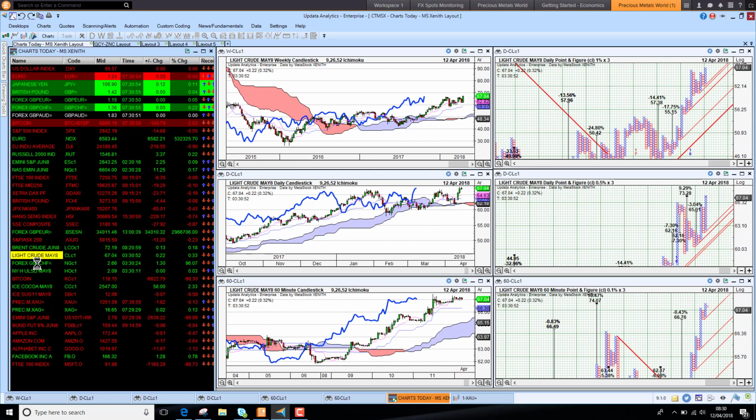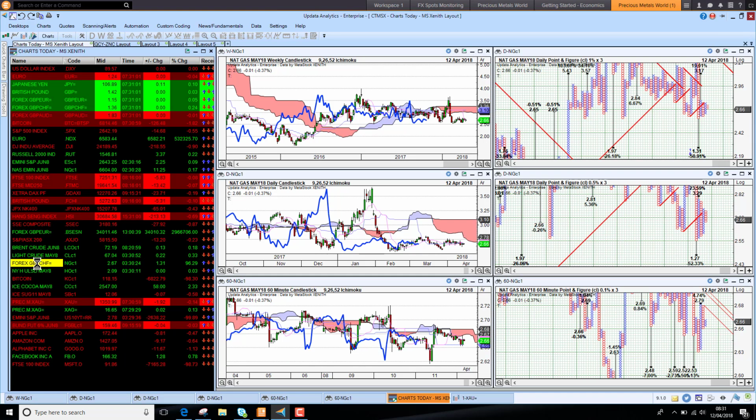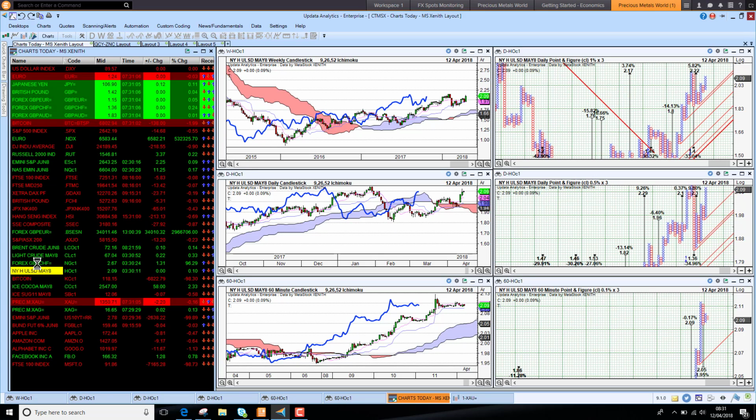US nat gas sitting at $2.66 still. It's been sitting at this sort of level for quite some time. Storage numbers out today. It'll be interesting to see if that moves the price. Looking at heating oil, very similar to the crude chart as you'd expect.